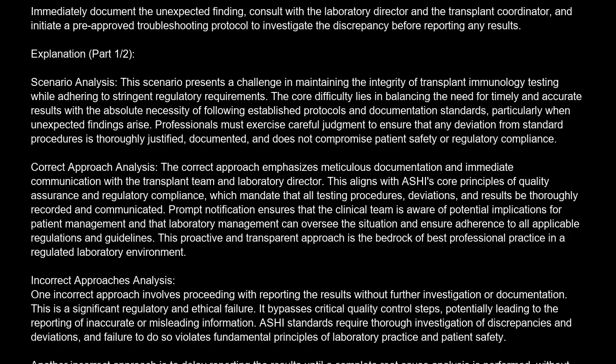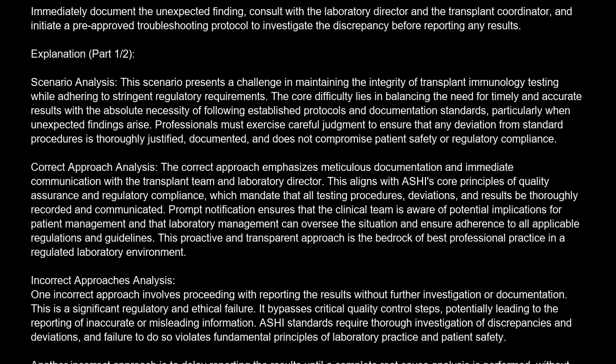Explanation. Scenario analysis. This scenario presents a challenge in maintaining the integrity of transplant immunology testing while adhering to stringent regulatory requirements. The core difficulty lies in balancing the need for timely and accurate results with the absolute necessity of following established protocols and documentation standards, particularly when unexpected findings arise. Professionals must exercise careful judgment to ensure that any deviation from standard procedures is thoroughly justified, documented, and does not compromise patient safety or regulatory compliance.